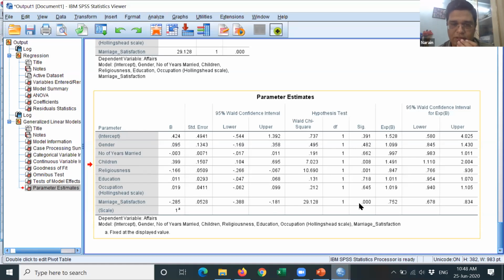Marriage satisfaction is again negative and significant. If you are not satisfied with your marriage, then you are likely to indulge in an extramarital affair. And if you have a higher score of marriage satisfaction, then you are likely not to indulge in extramarital affairs. So we are getting a similar result. That's not an issue at all. The linear probability model also gave similar results as far as the signs of the coefficients are concerned.